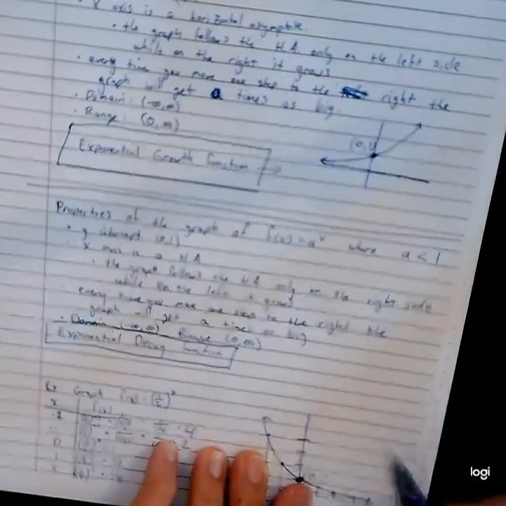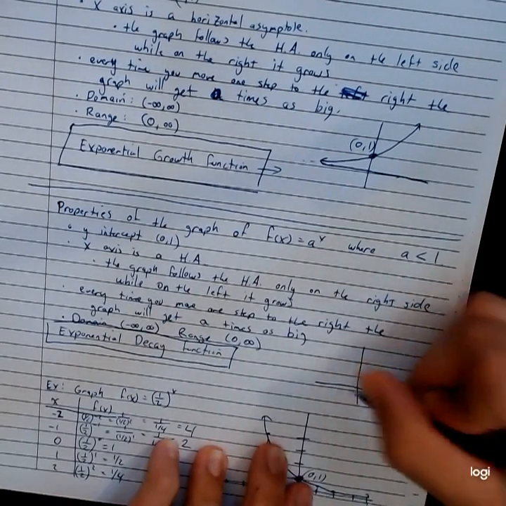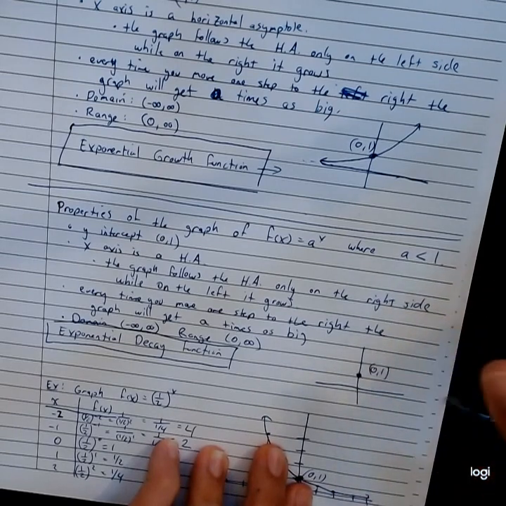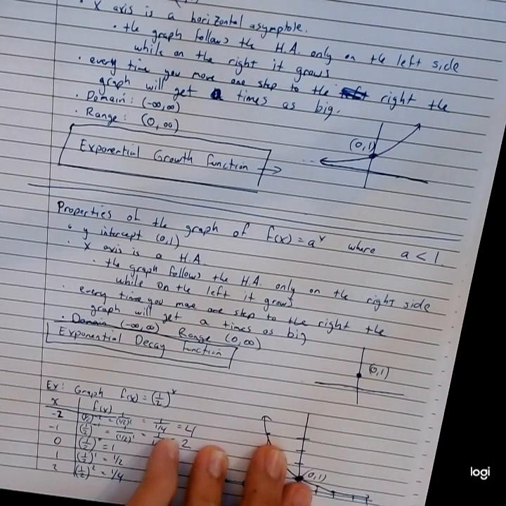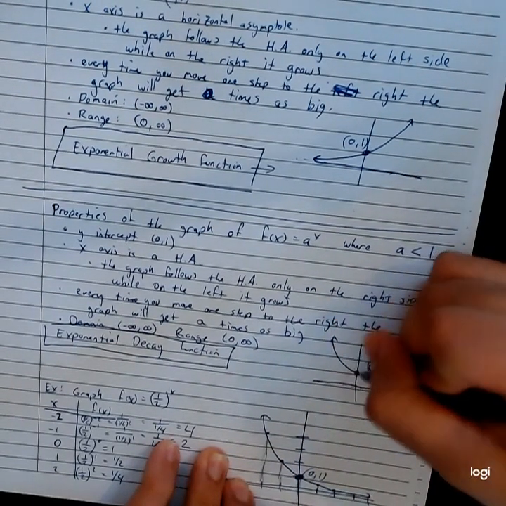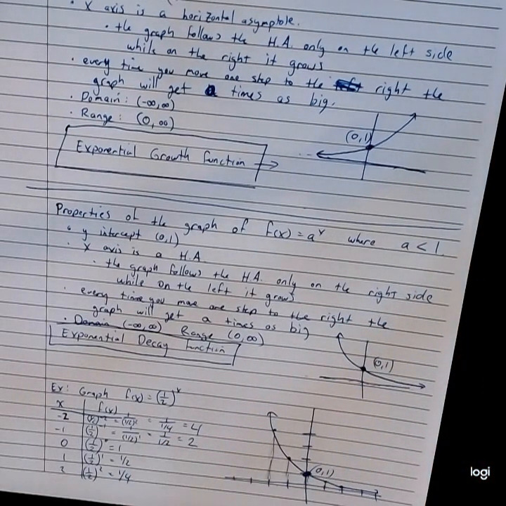I can sketch the graph of every exponential decay function just like this. They all cross through the point 0, 1. They all have the x-axis as a horizontal asymptote. They all go up to the left and flatten out to follow the asymptote as you go to the right.